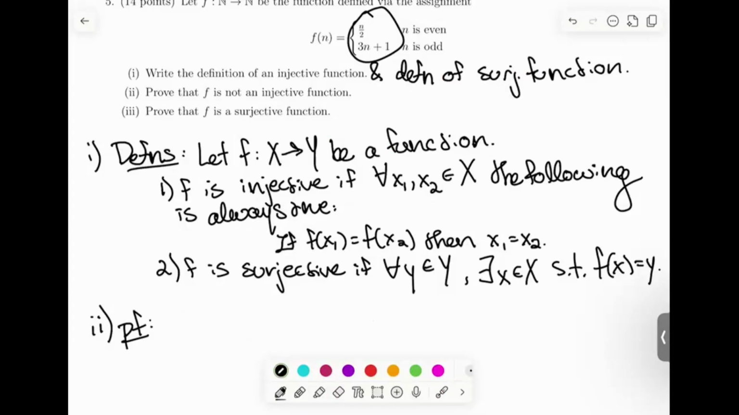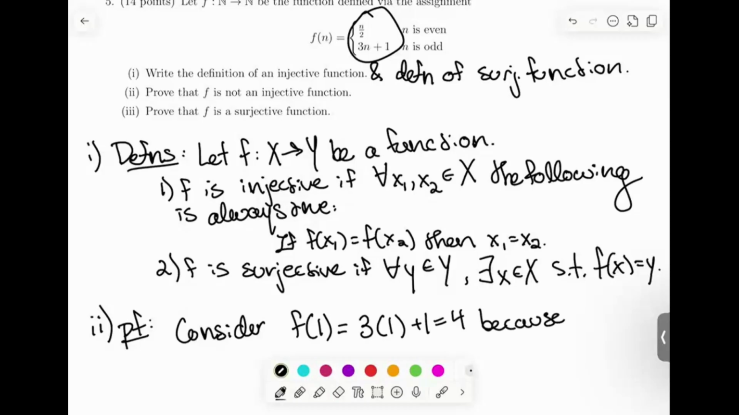So for example, when I plug in 1, I would get 3 plus 1, which is 4. So f of 1 equals 3 times 1 plus 1 equals 4, because 1 is odd. And how could I get 4 from the other one? Well, I could plug in 8.